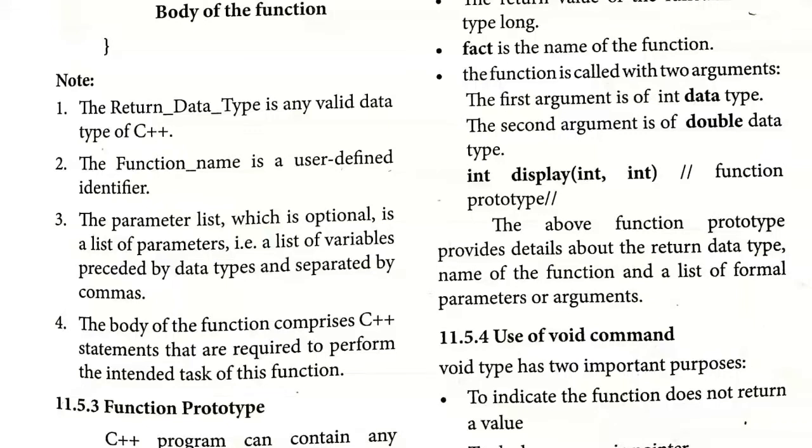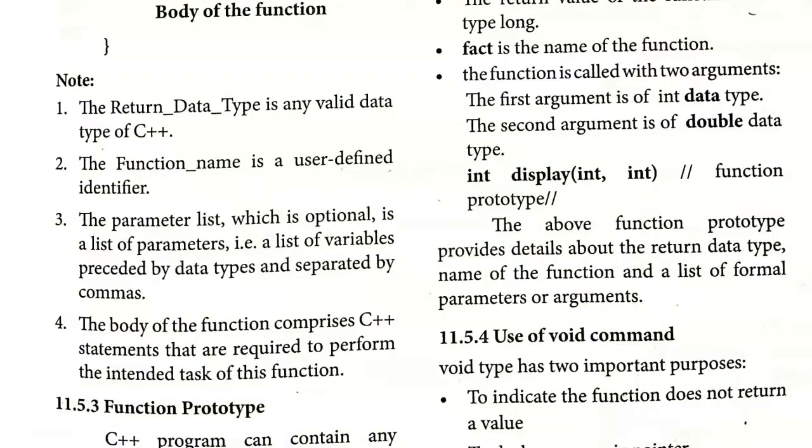Next, the function name is a user defined identifier, so it must be a valid identifier. In the previous chapter, we have seen how to name an identifier; there are some rules for creating names or identifiers. The parameter list, which is optional, is a list of variables preceded by the data types and separated by commas.